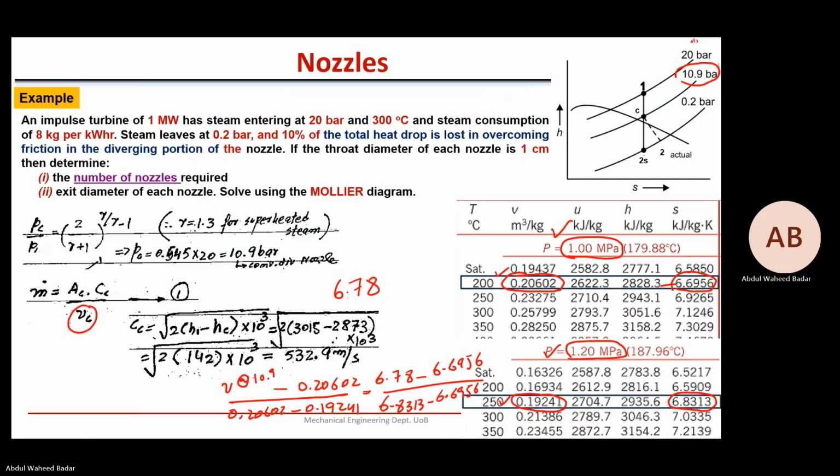The specific volume at 1.2 at this entropy at the turbulent speed and also the 1 megapascal. Then take the average. We also do interpolation for the pressure. So for the interpolation, that's what we do.